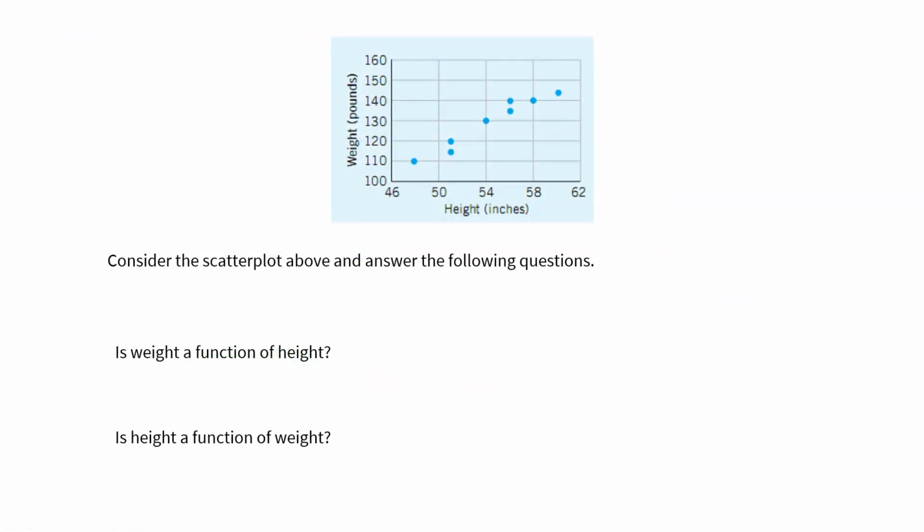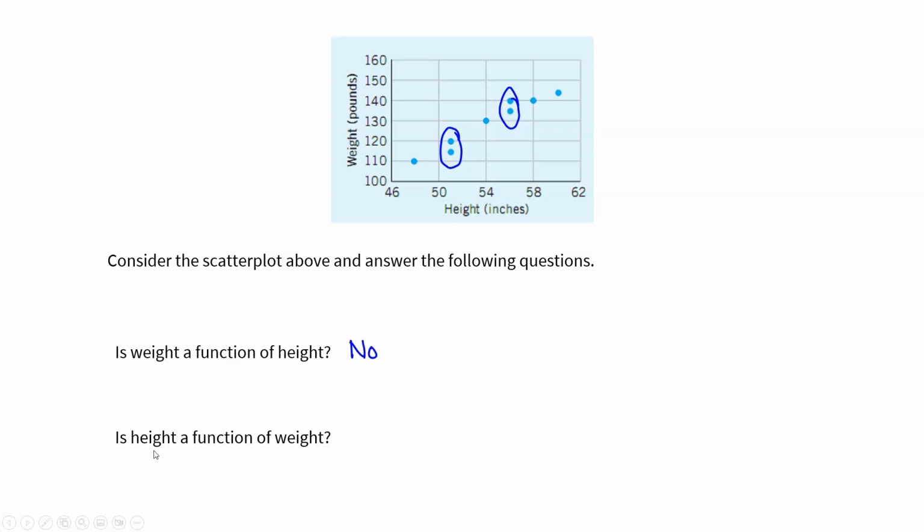Now more of a graphing situation. Here we have a scatter plot that shows height as the independent variable, weight as the dependent variable. So this graph is an attempt to show weight as a function of height. And that's what the first one is asking you, is weight a function of height? Well, I can see here and here that I have two different heights, about 51 inches and about 56 inches, where there's two different weights associated as outputs. Because these two heights of input have more than one output associated with them, this would not be a function.